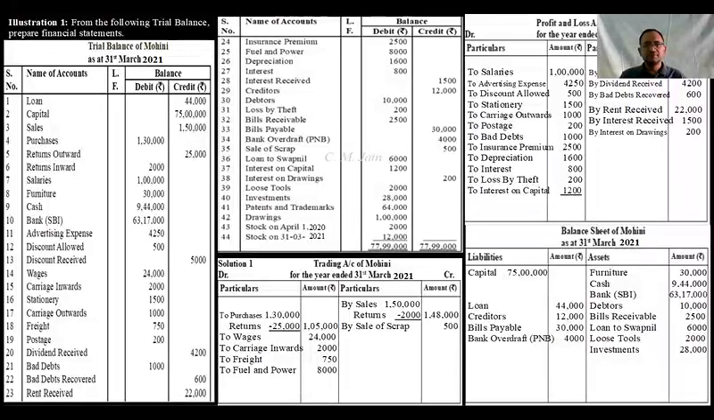Then next is patents and trademarks. These are assets. Which type of assets? Yes, these are intangible assets. So balance sheet asset side, patents and trademarks 64,000.